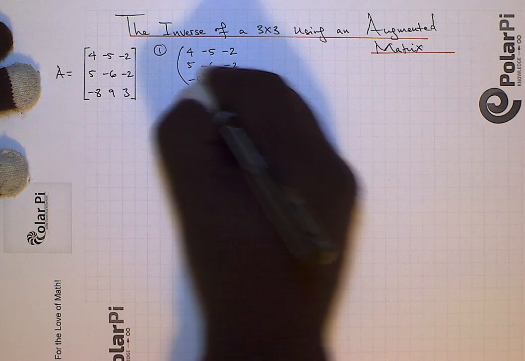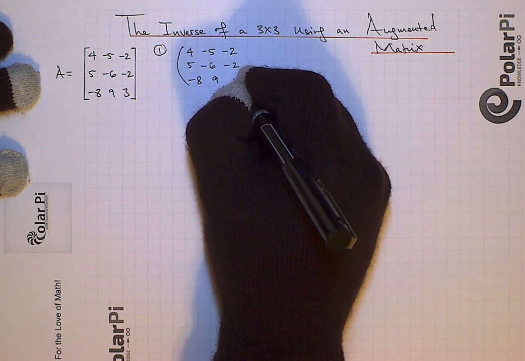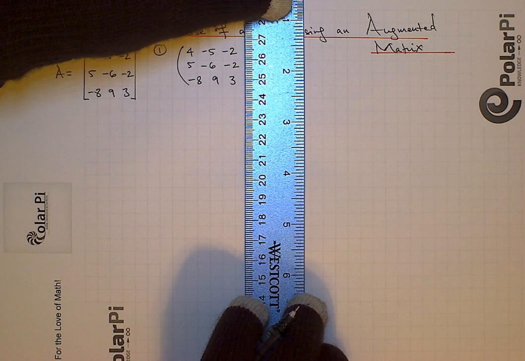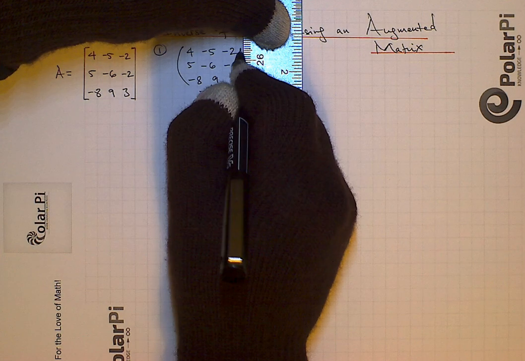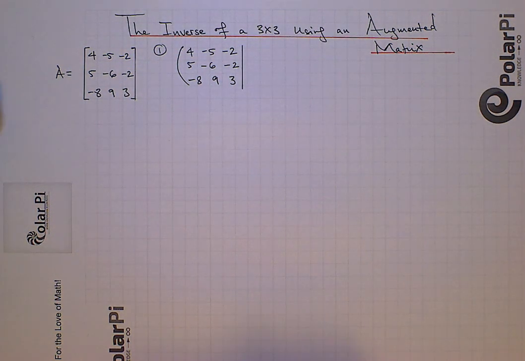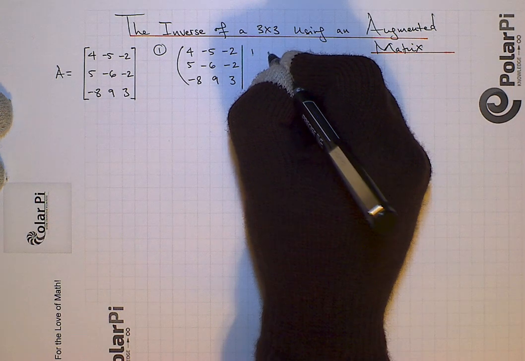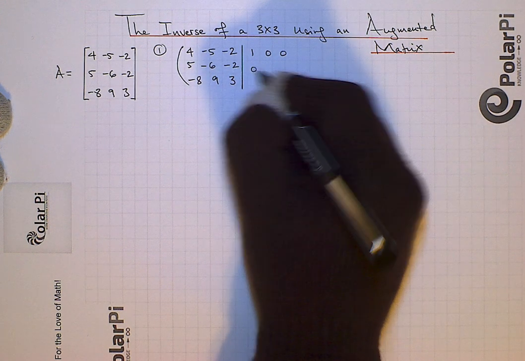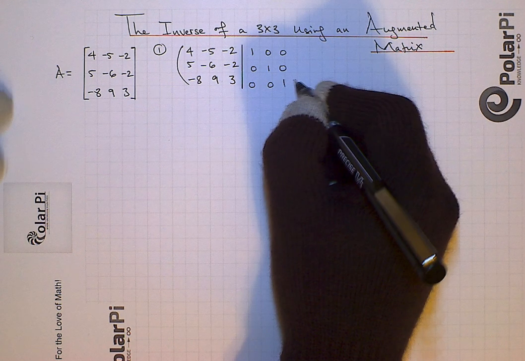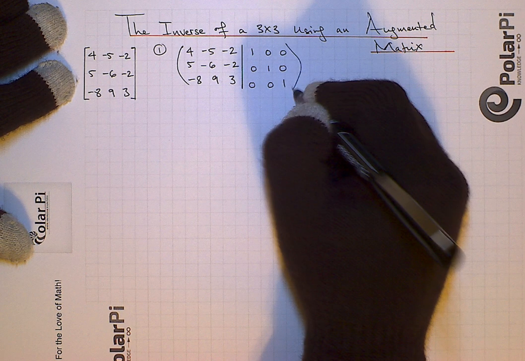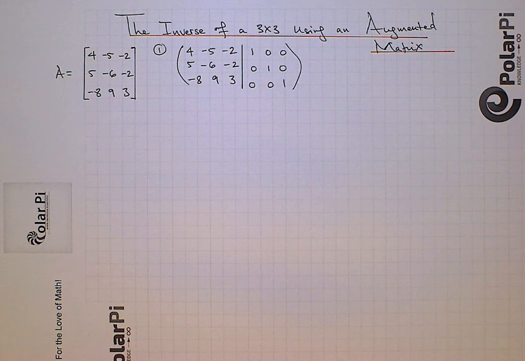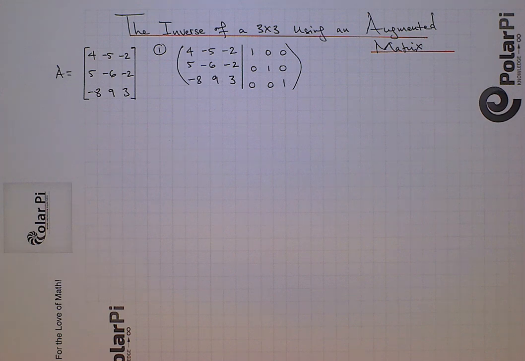And yes, you heard me right, I said the left side, because augmented matrices have left and right sides. And the right side of our starting augmented matrix, in this case, will be the 3 by 3 identity. So that'll be 1, 0, 0, 0, 1, 0, and 0, 0, 1. If you're doing this for a 4 by 4, then on the right side will be the 4 by 4 identity, and so on.